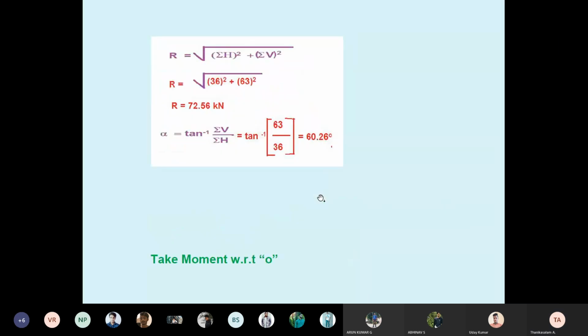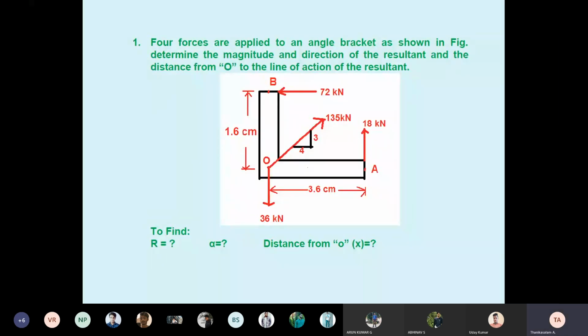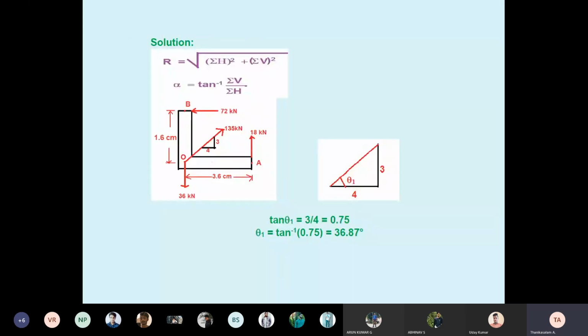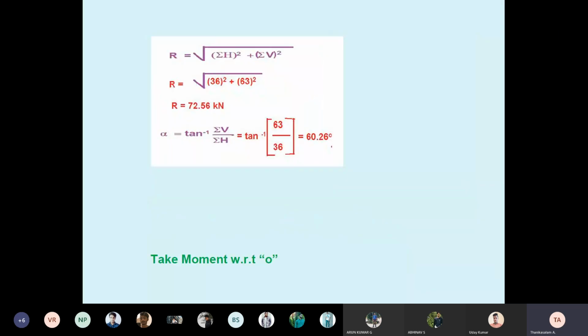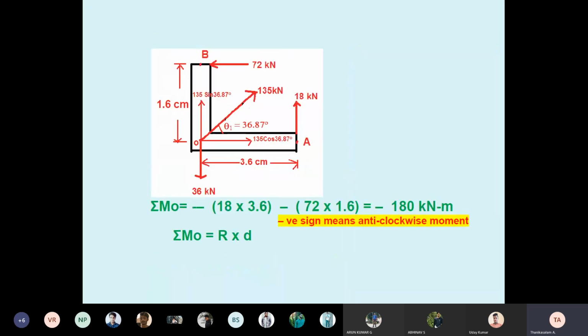Okay. In this question, four forces are acting. They asked what is the resultant and its direction, and where the line of action of the resultant goes with respect to point O. Here one force is inclined, so I convert it into xy direction. Theta is not given, so how do I calculate theta? Take this 3/4: tan theta is opposite by adjacent side. Theta calculated, then I resolved in xy direction. Summation H calculated, summation V calculated, then R calculated, alpha calculated. Up to this is the resultant. Then we want to locate the distance, so I calculate moment. I explained everything about the moment.